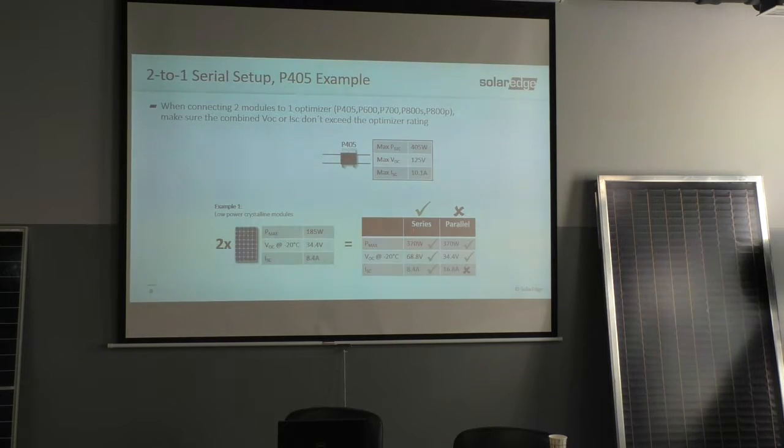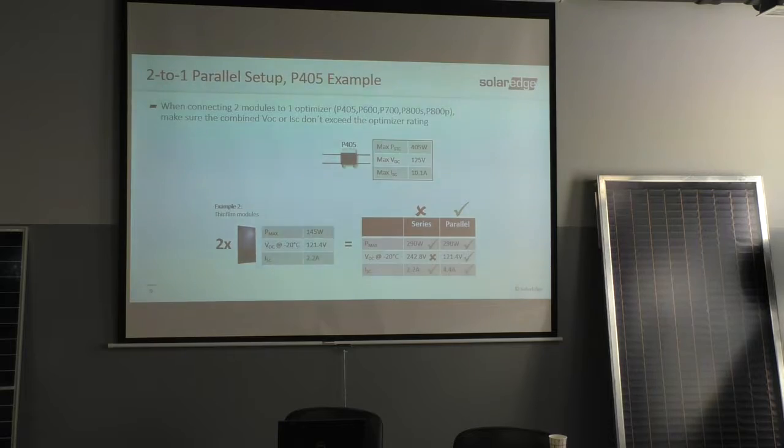So what are we taking? In series connection, we have 370, we have 68.8, and this optimizer says maximum 125. If we connect in series, we get 370 W, 68.8 volts, and 8.4 amps. So for these modules and this optimizer, series connection is possible. We take plus and minus and connect to the optimizer. Is that clear?